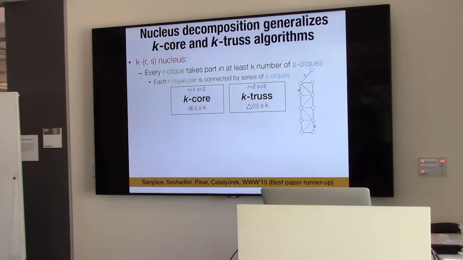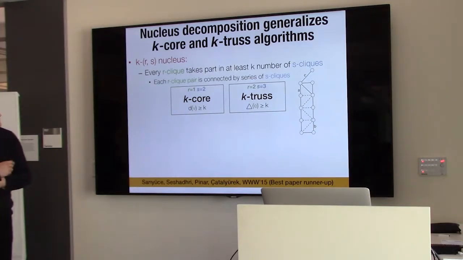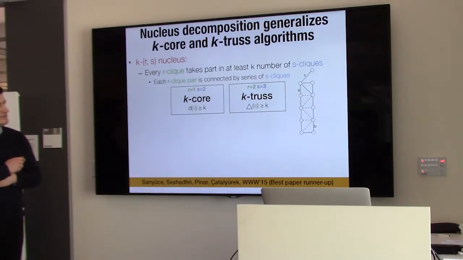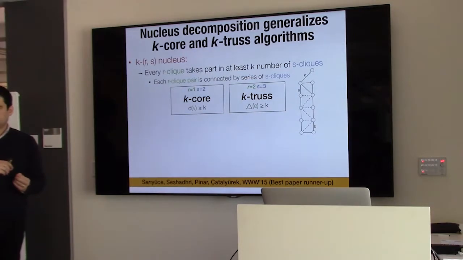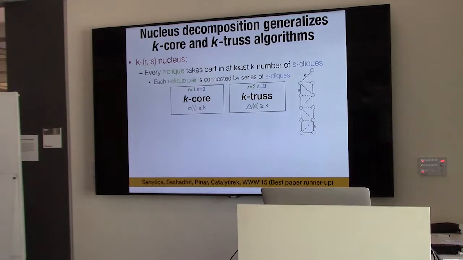Sorry, I missed it. What's the difference between an R-clique and an S-clique? So R and S are just parameters of the algorithm. R is less than S all the time. I see. Yeah. An R-clique is a subgraph with R vertices, a complete graph. I see.